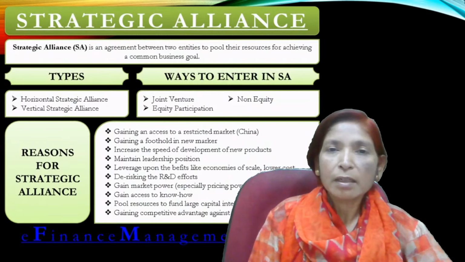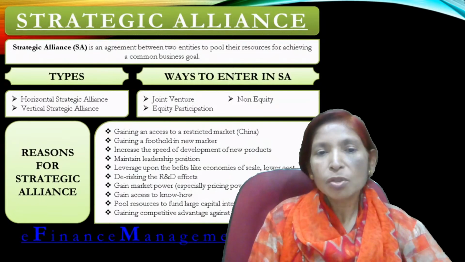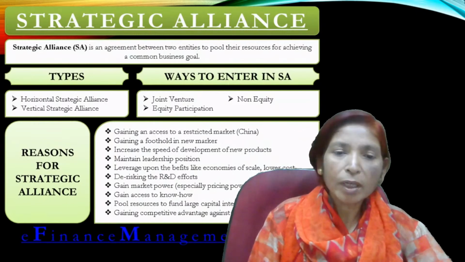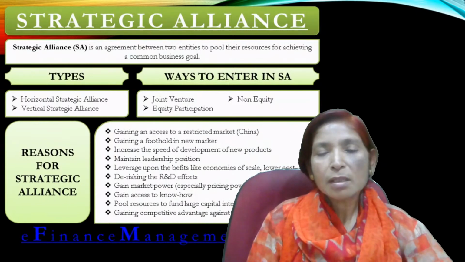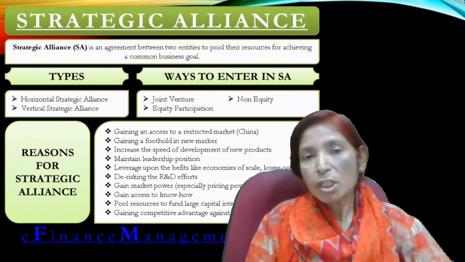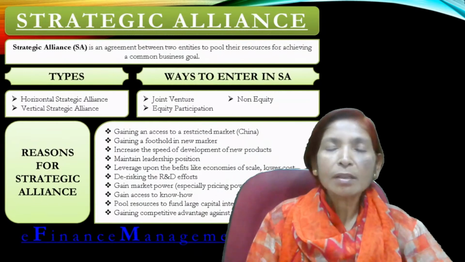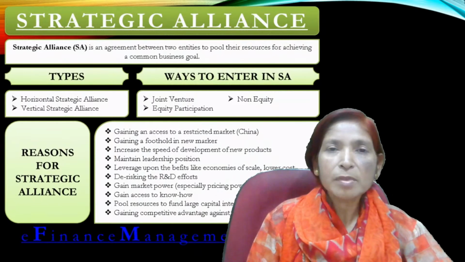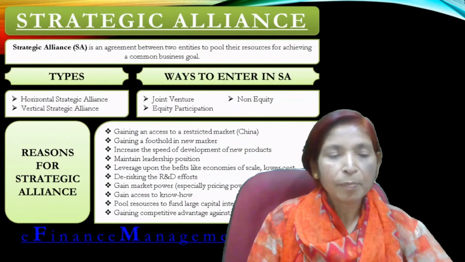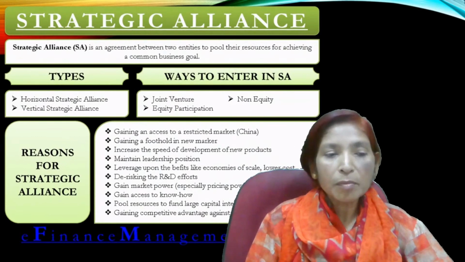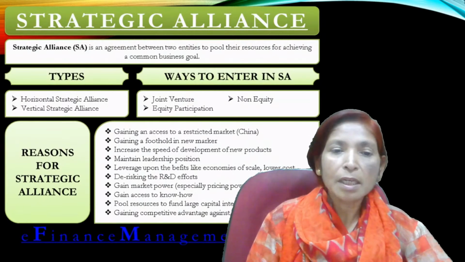A firm can enter other business enterprises through joint venture, equity participation, or non-equity participation. So these are the criteria through which a firm can enter into strategic alliances. And what are the reasons behind this? Why do firms need these strategic alliances while doing international business? There are some specific reasons for strategic alliances.